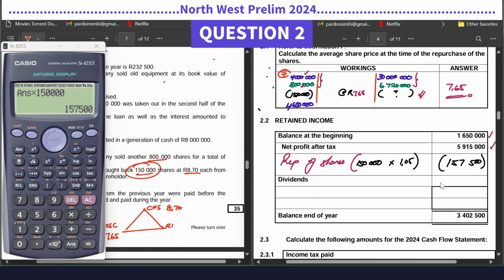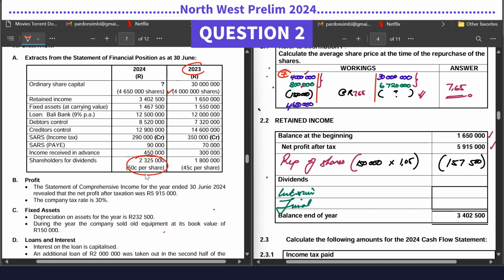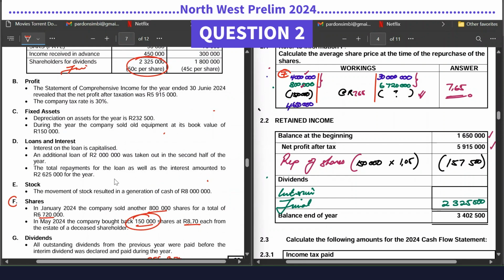The next part has to do with my interim dividends and my final dividends. Let's see which one is easy to get. Here, shareholders for dividends. Once I see shareholders for dividends, that becomes my final dividends in that particular year. So that one is 2,325,000. Not a problem. For the interim dividend, we are not given any information to get that. That simply means I need to get the total dividend figure first.